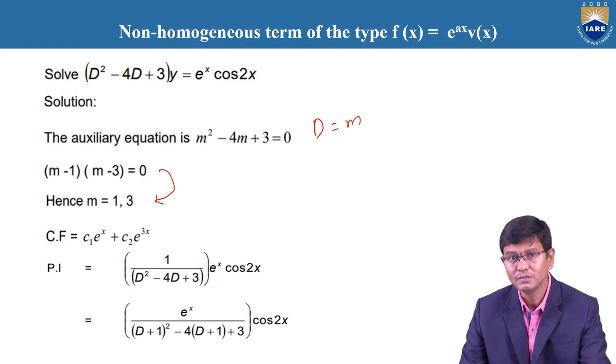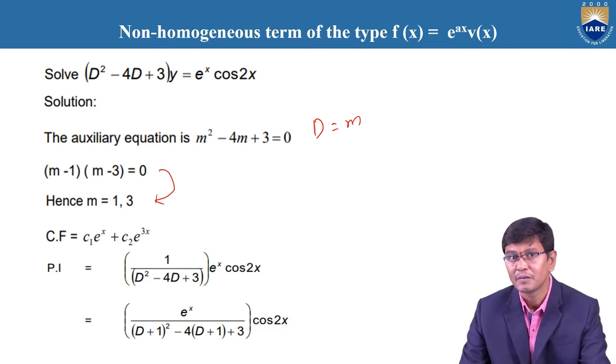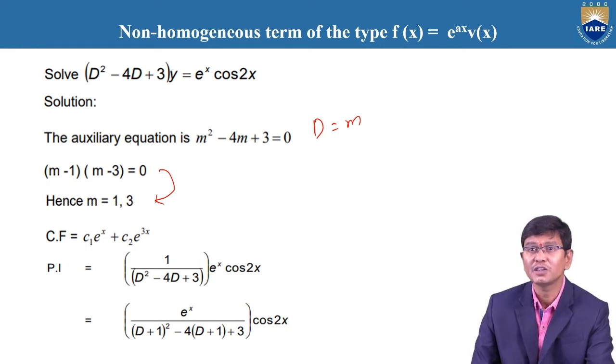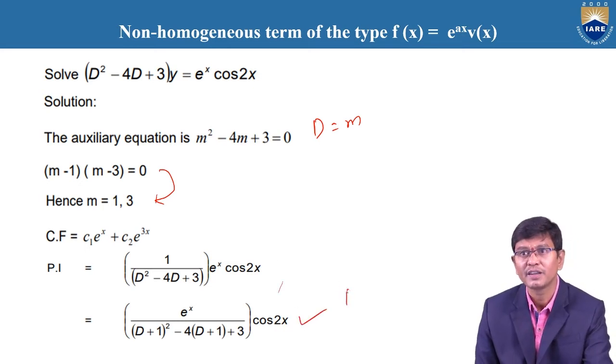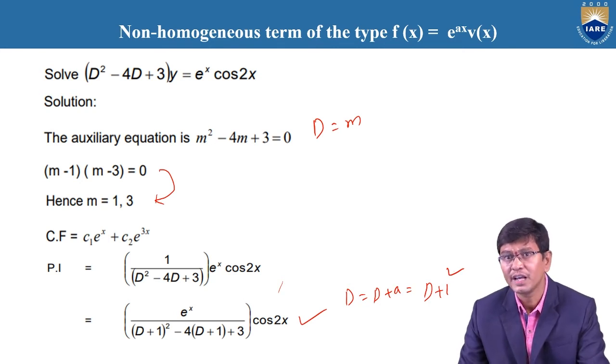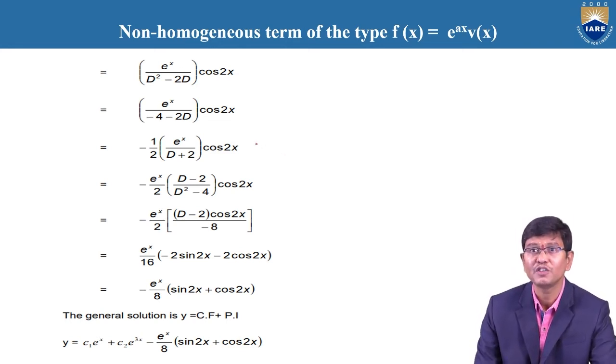Now we follow the particular integral with the help of case 4, because the particular value is e^x cos 2x. Before taking out common e^x, we replace D in the denominator with D + a, where a is 1, so D + 1. Using type 4, we get e^x by ((D + 1)² − 4(D + 1) + 3) into cos 2x. After simplification the expression reduces to minus 1 by 2 e^x into (D + 2) by cos 2x.